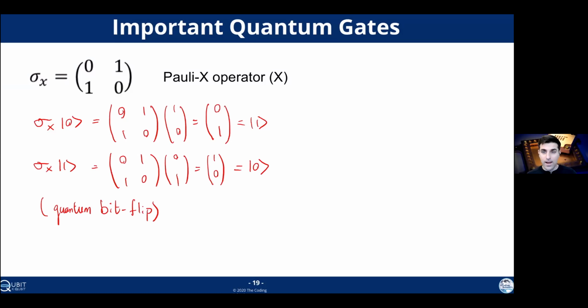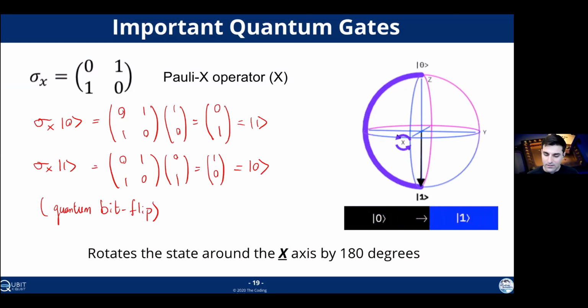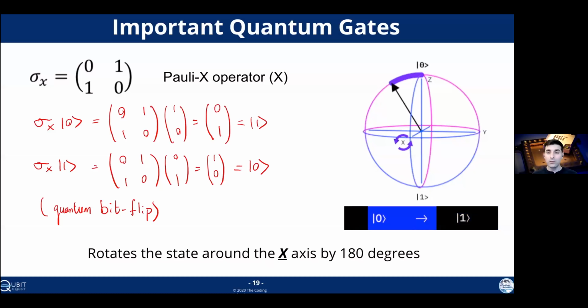Now, let's see what happens on the Bloch sphere. Oh, amazing, the animation's working. Perfect. So the Pauli X operator rotates our quantum state around the x-axis by 180 degrees, or pi radians. And again, this animation, I think, does a good job of demonstrating how we go from 0 to 1: we rotate by pi radians, or 180 degrees.